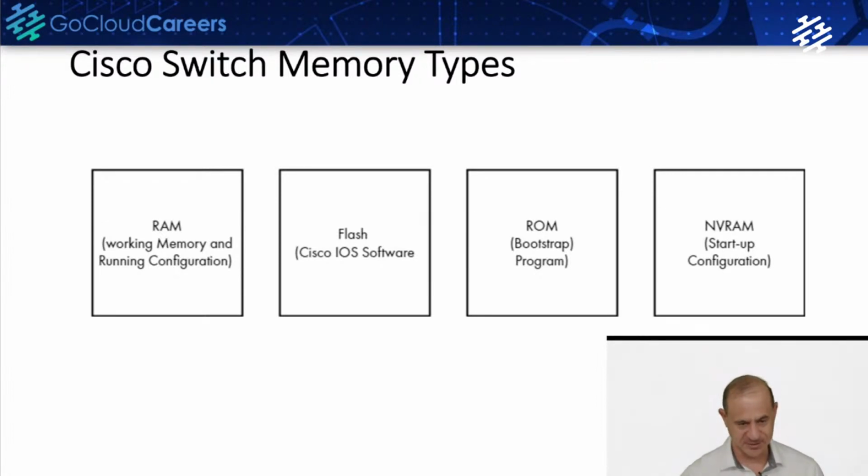What do these text files look like? They look exactly like this. If you do a show running config on a router, your text configuration is going to look like that, and that's it. It's just standard text, and that's what you're going to see there.